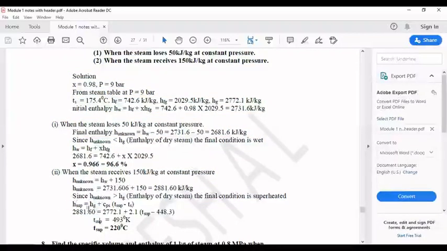So H superheated, this is a formula you already used, but you already know the H superheated value. By adding 150, you got this value. That value, directly substitute here. Then in this, you don't know the temperature of superheated steam. So you find out what is the temperature of superheated steam. You will get it in Kelvin, you convert that into Celsius. That is the final answer.